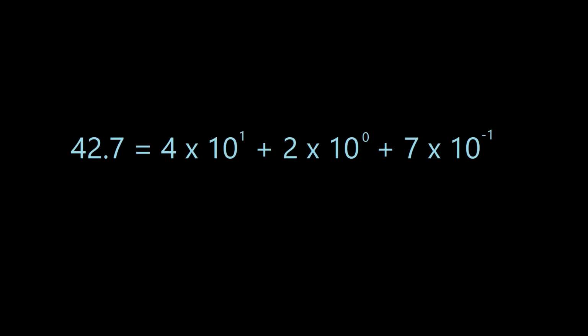Decimals are represented in the same way, except instead of positive exponents, we're dealing with negative exponents. So for example, still in base 10, what would 42.7 be? Well, that would again start with the 4 times 10 to the first plus 2 times 10 to the 0, and then you would say plus 7 times 10 to the negative 1, the negative first value.